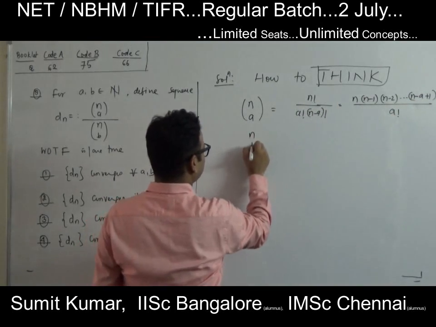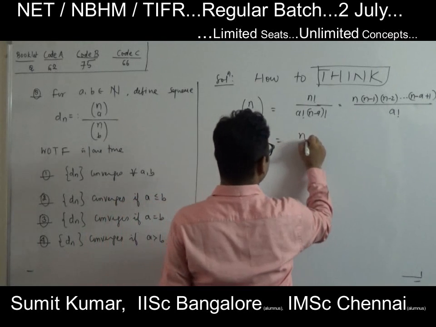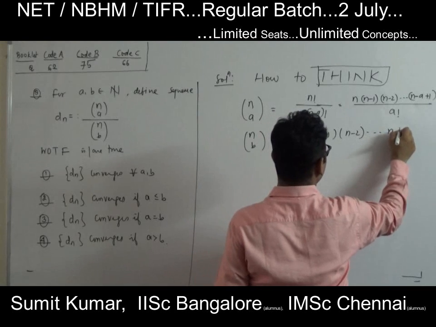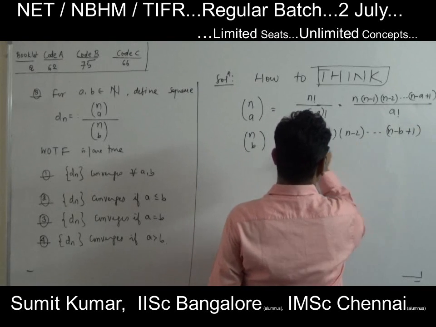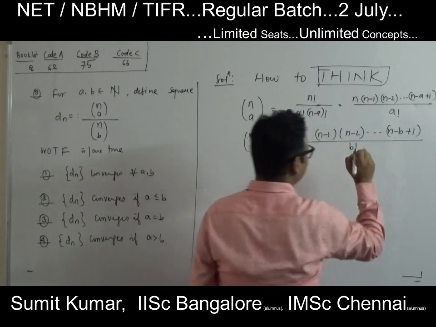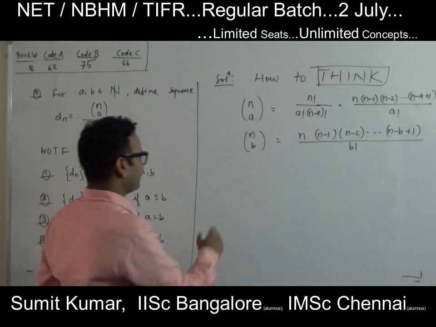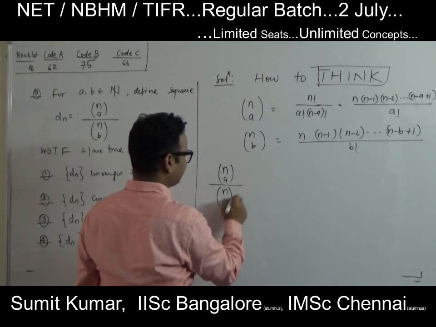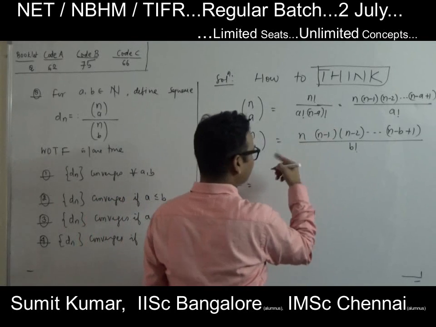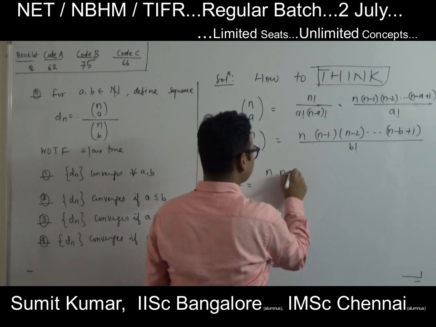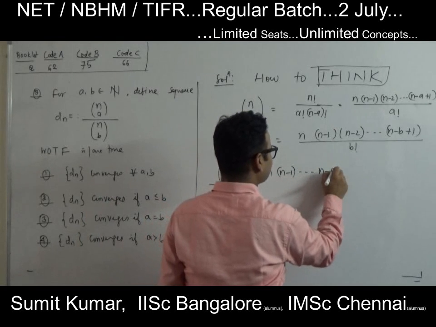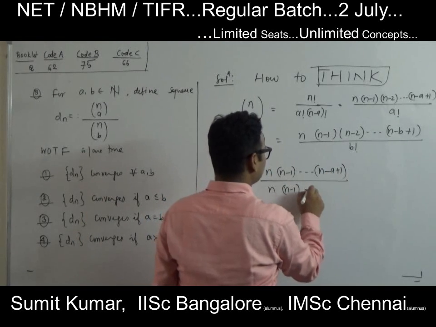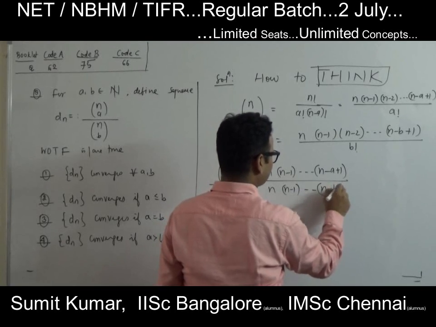And what do you mean by NCB? In a similar fashion, n into n minus 1 into n minus 2 and so on up to n minus b plus 1, by b factorial. That is the way. Now NCA by NCB, if you go through it, you will get n minus 1 up to n minus a plus 1, by n into n minus 1 up to n minus b plus 1.